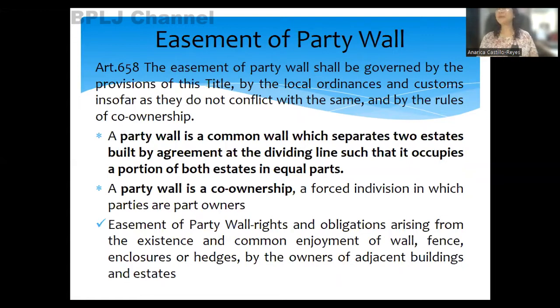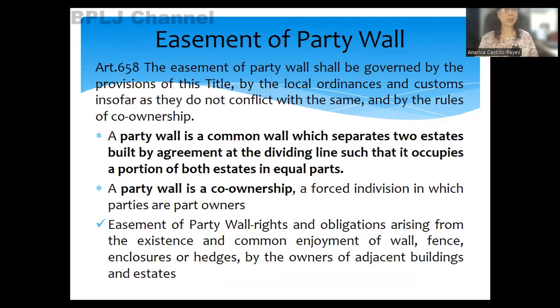We now go to the easement of party wall. Okay, Article 658 tells us that the easement of party wall shall be governed by the provisions of this title, local ordinances, and customs, and by the rules of co-ownership.